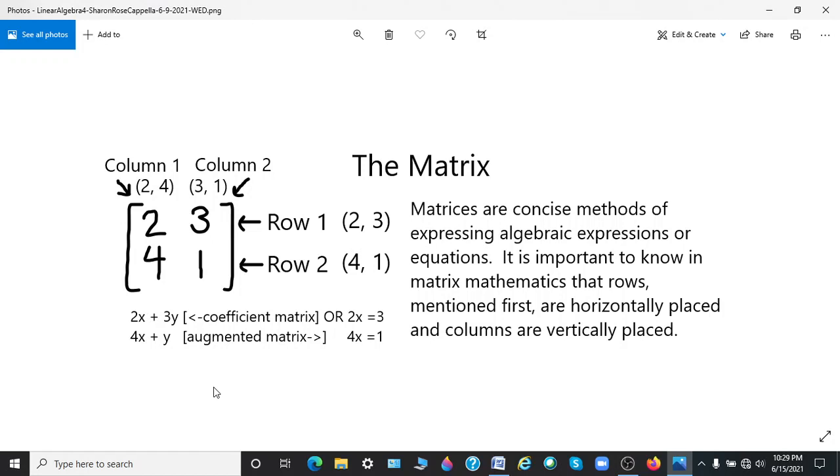So you must determine in each problem, you must specify whether it is a coefficient or augmented matrix. Otherwise, the mathematical operations that you perform on it will not come out correct. So that is a very important thing to know, whether they're complete equations or whether they are just sets of relationships as over here.